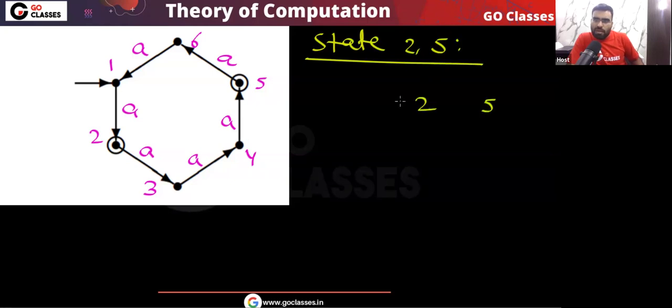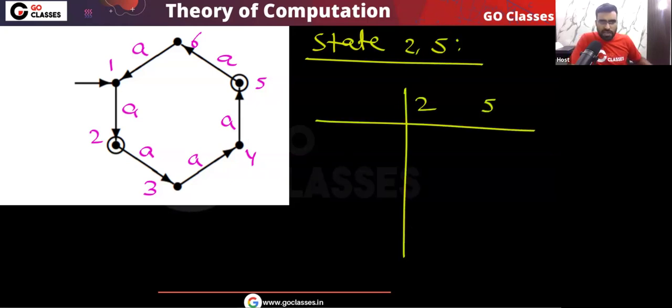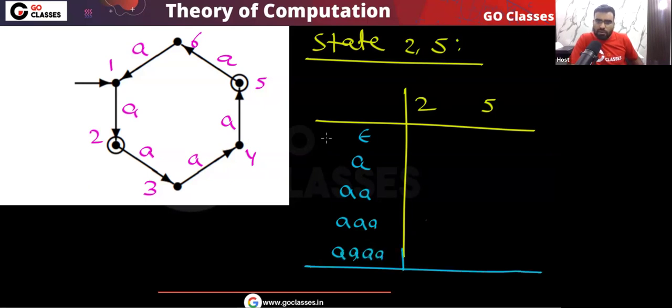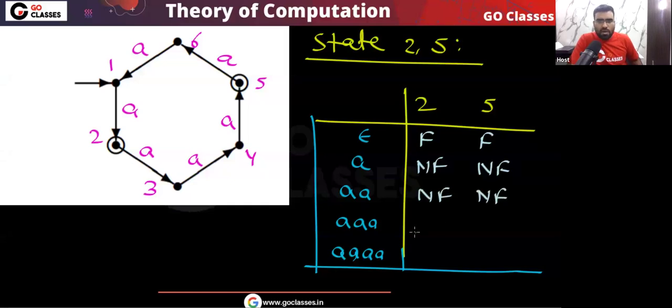For 2 and 5, remember, you only have to check strings with length at most 4. That's it. We only have to check these strings, nothing else. Tell me, on the empty string, both are going to final. On string A, both are going to non-final. So far, everything is good. On string AA, both are going to non-final. On string AAA, both are going to final. On string AAAA, both are going to non-final. So can I say they are equivalent?